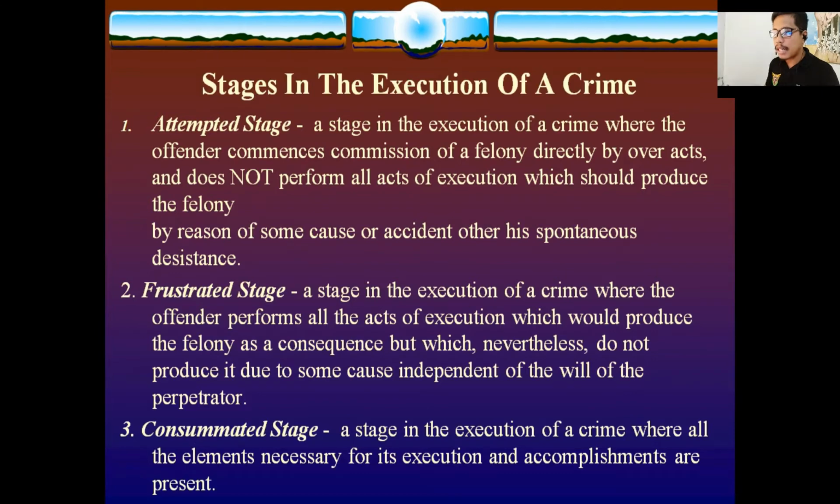Next, frustrated stage, a stage in the execution of a crime where the offender performs all the acts of execution which should produce the felony as a consequence, but which nevertheless do not produce it due to some cause independent of the will of the perpetrator. So, in frustrated stage, you perform all of the elements of the acts. Okay? But after performing it, there is a particular reason, it could be through accident or by other circumstances, that fails the consummation of a particular act. There is a reason that still fails you. Okay? To perform all of the elements.